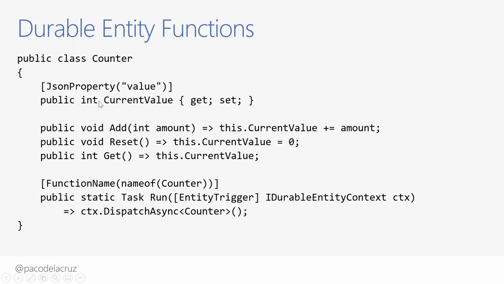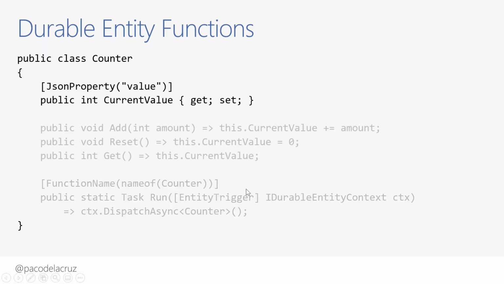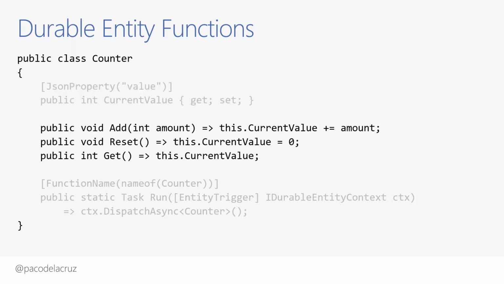So we have some public properties that are available to any of the other functions, and then these are the mutators for the state of our entity. Again, this is the entry point. Then we have the properties that define our state, and then the methods to mutate the state.